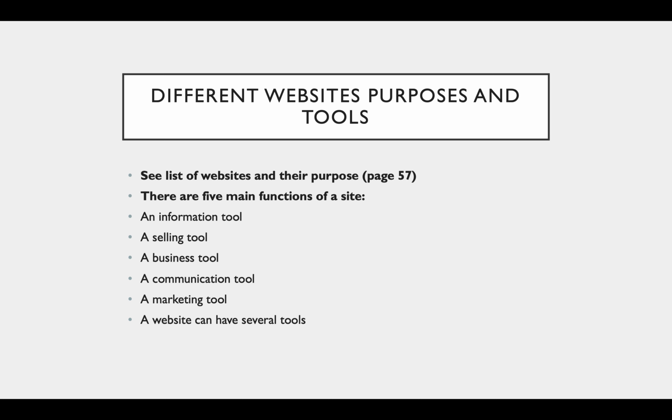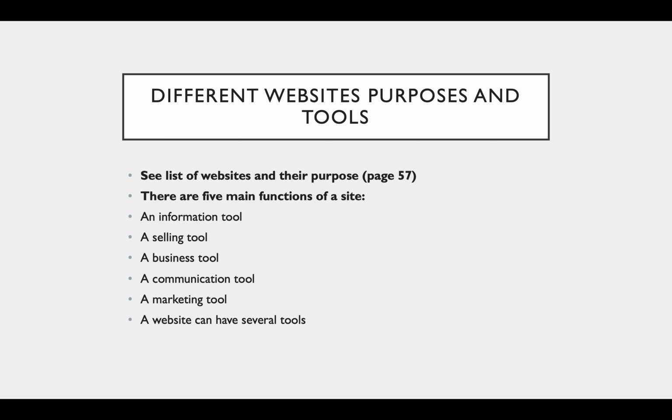In the next part of your work, we have different website purposes and tools. You can see the list of the different websites and their purpose. And there's usually the 5 functions of a website. So when you're looking at your different websites, is it trying to provide you information? Is it trying to sell you something? Is it a business sort of website? Is it trying to communicate something, a communication tool, trying to fill out different forms there, a marketing tool, and so on. So there's just things we need to consider when we're looking at our information out there.